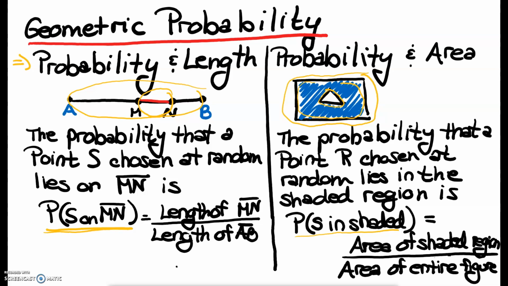Okay, in this video we're going to talk about geometric probability. Well, there's two definitions, one pertaining to length and one pertaining to area. So let's start with length.